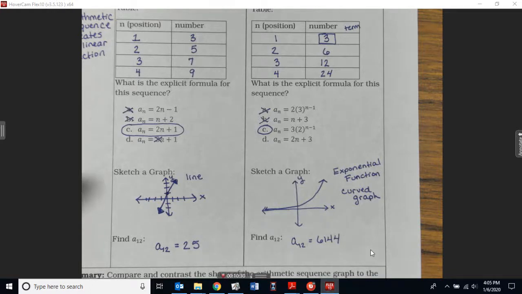So at the moment we've talked about the two different types of sequences and what they would look like as equations that would let us find any number in that sequence.